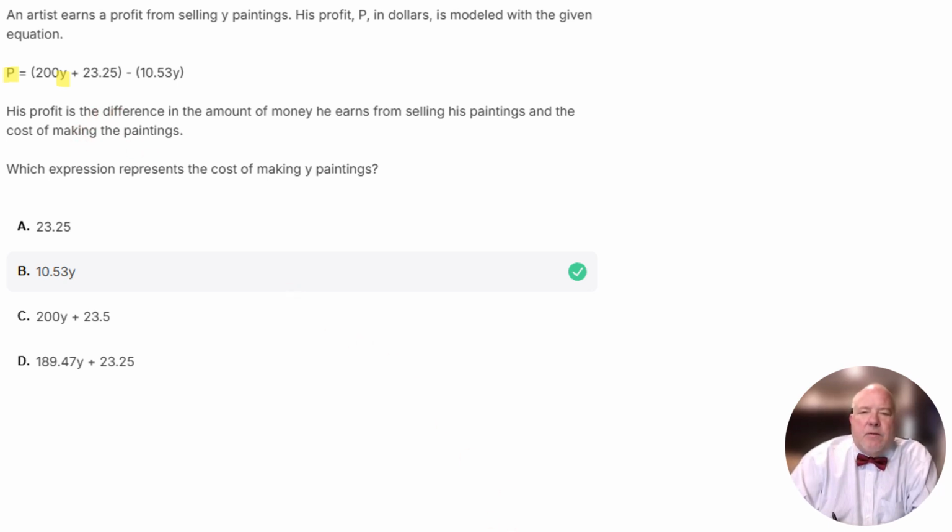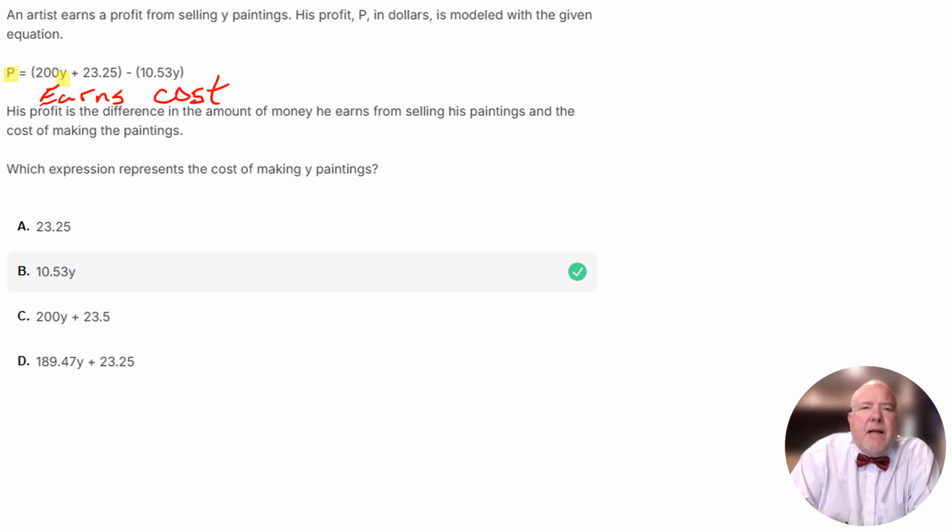So let's do this. Profit is a positive number. So if you make money, that's a positive. Money you spend is a negative. So the positive part here, this is how much money he earns. So we have how much he earns here. And then it says the difference between how much he earns and the cost. So this is the cost. Difference in what he earns and what it costs.